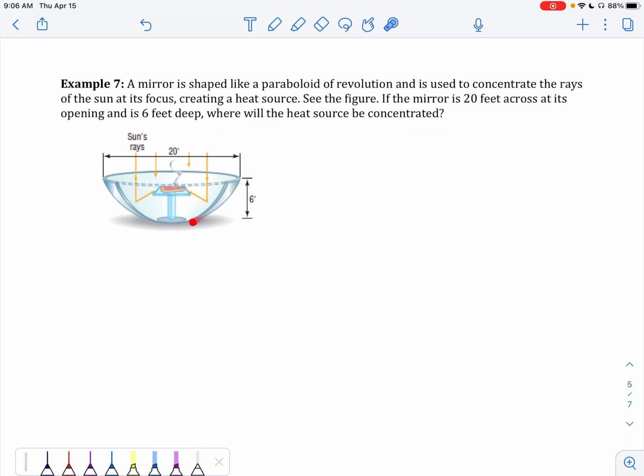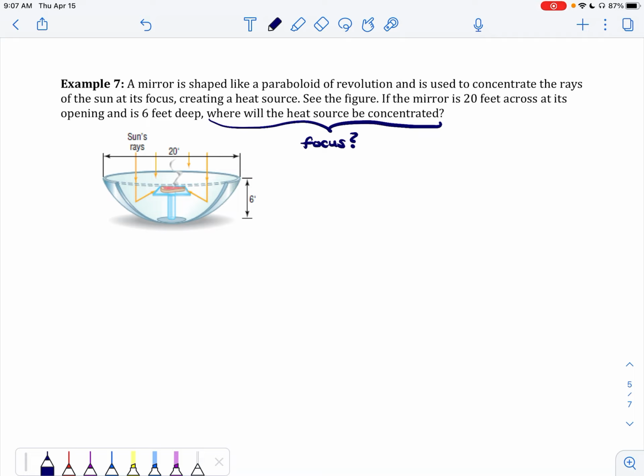So we have this mirror shaped like a paraboloid, and then we're concentrating the sun right here, creating a heat source. The mirror is 20 feet across, and its opening is 6 feet deep. And we want to know, where will the heat source be concentrated? It's asking us, where's the focus?